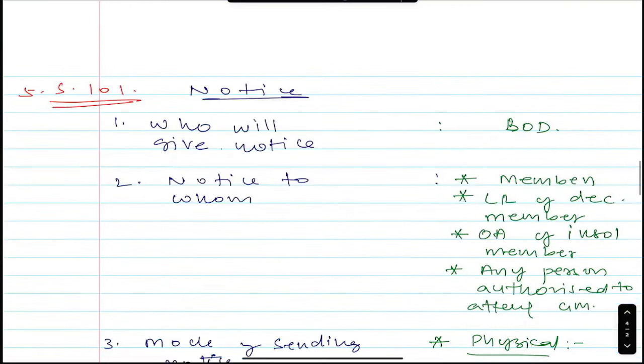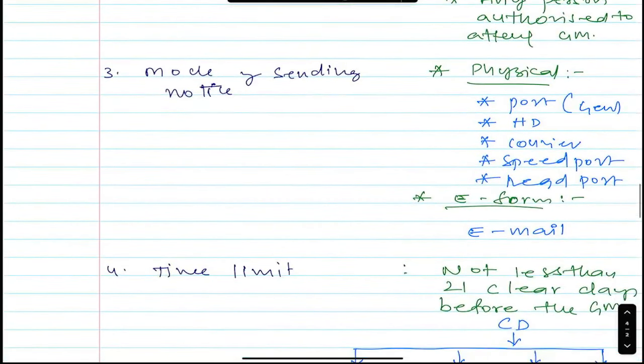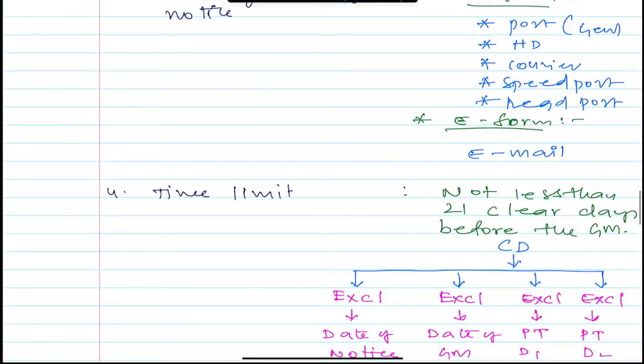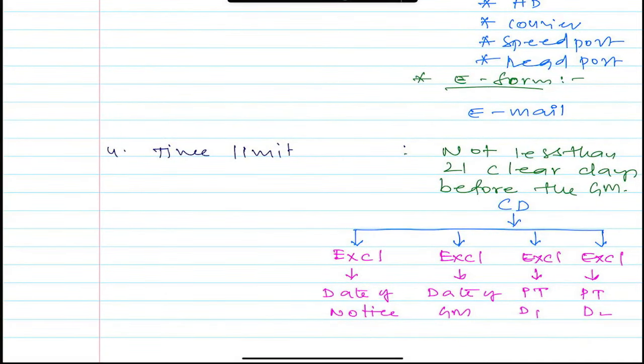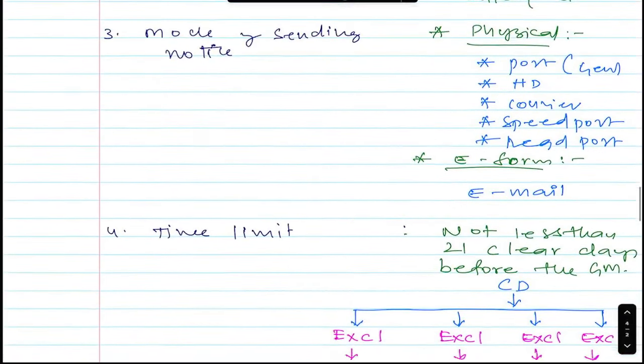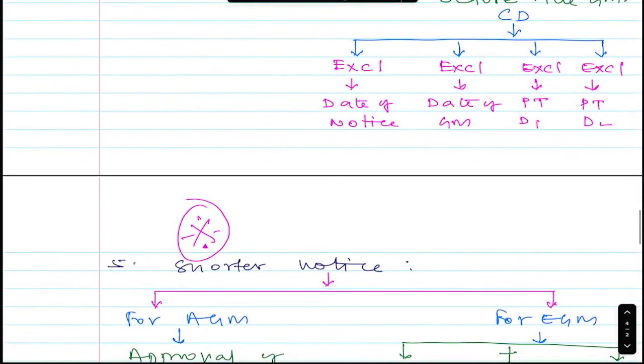Point number one, notice to whom? Members, legal representative of a deceased member, official assignee of an insolvent member, any person authorized to attend the meeting. Next, the mode of sending the notice: physically, post, hand delivery, courier, speed post, registered post, or electronic means, email.